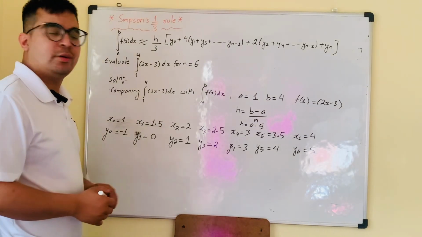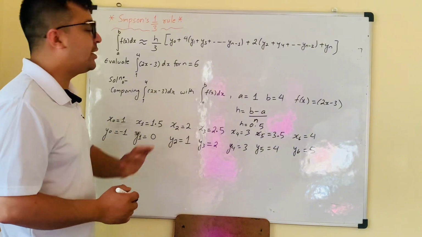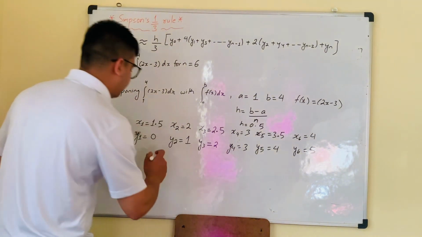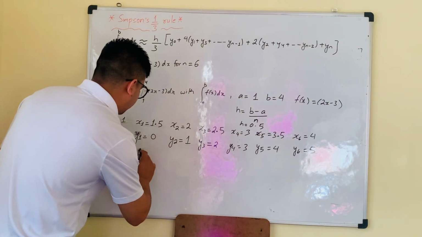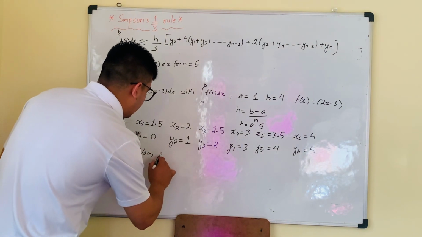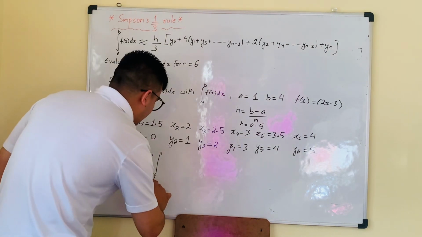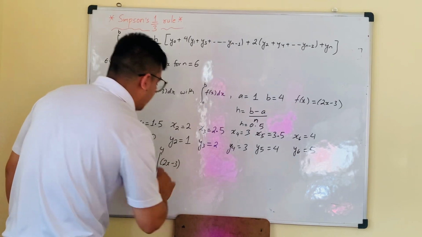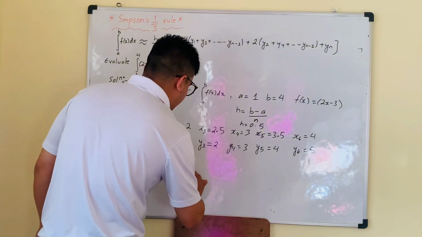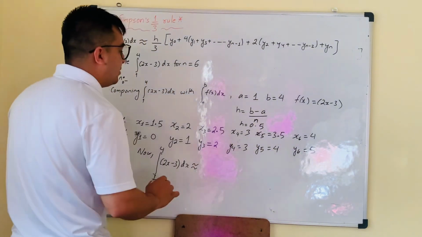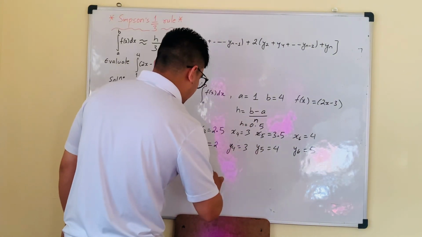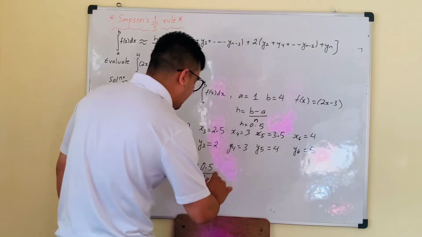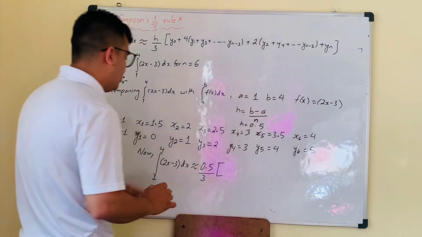Similarly, we get this table. After we get this table, what we have to do is calculate this. Now the integral from 1 to 4 of 2x minus 3 dx is given by, for h we have 0.5, so we can simply write 0.5 by 3 and y0.